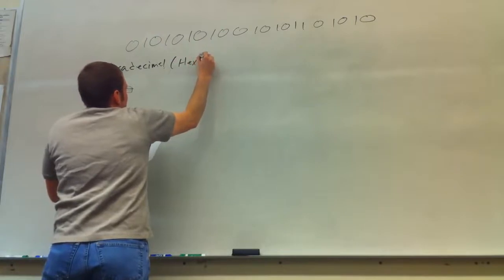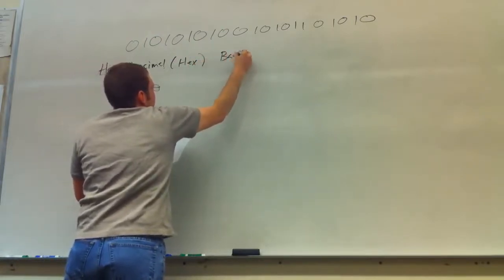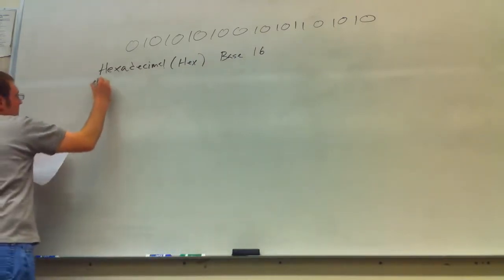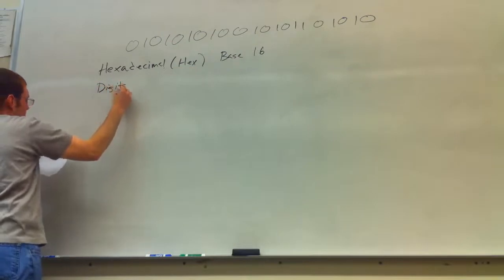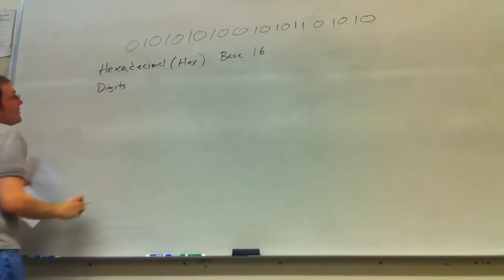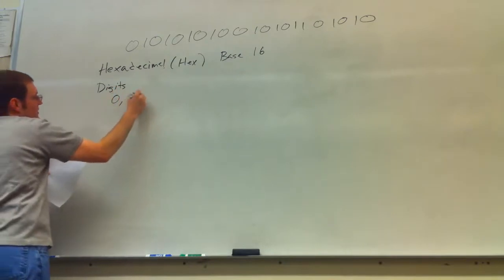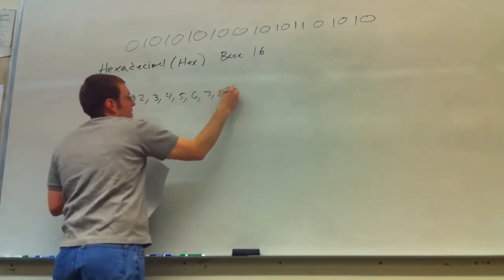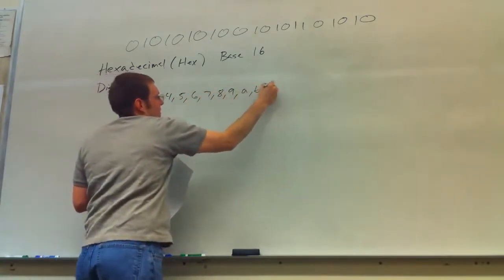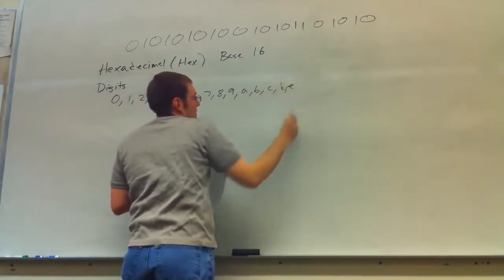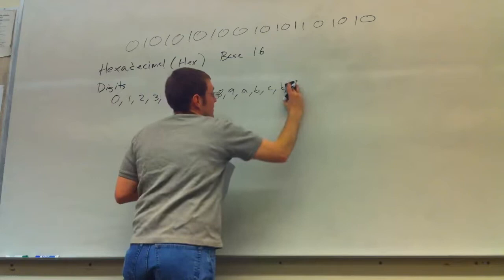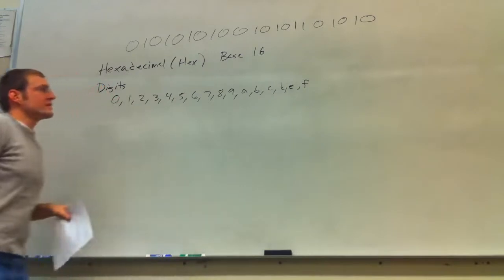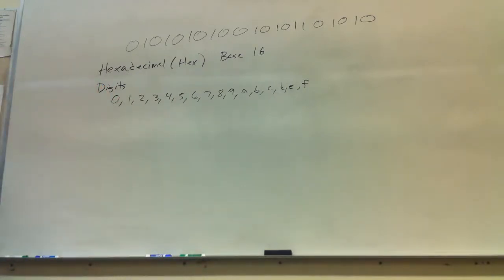That's X. This is base 16. The digits that we have for hexadecimal go 1, 2, 3, 4, 5, 6, 7, 8, 9, A, B, C, D, E, and F. You can have these capitalized or lowercase. I'm not picky, I'm not going to dock you for them.